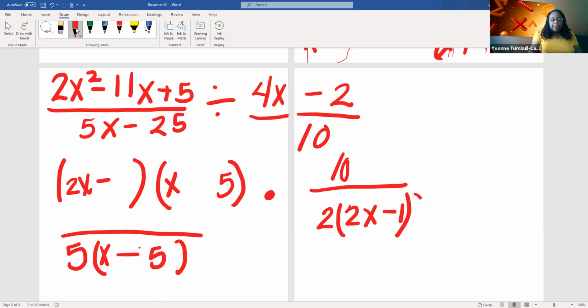Now, my middle term has a negative sign, so I need them to both be negative, because when I multiply negative 5 times negative 1, I have to get a positive 5. When I multiply 2 times negative 5, that's negative 10. And negative 1 times x is negative x, which is going to give me that negative 11. And we'll look at it. As I mentioned earlier, I know how to factor. That's why I didn't use these little hints to help me. But notice, this cancels with that.